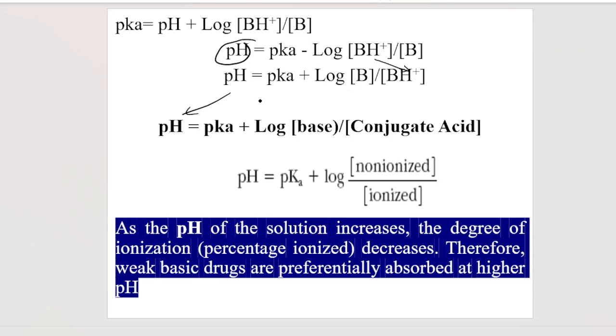Okay, so the pH is equal to pKa plus log of the base and the conjugate acid. So the base is the unionized form, and the conjugate acid, that is BH plus, is the ionized form, and pH is equal to pKa plus log of unionized divided by ionized form. The only difference from the acidic equation is that for acid, the ionized form is in the numerator and the unionized in the denominator, but for the base, the unionized or non-ionized form is in the numerator and ionized in the denominator. This is the difference, otherwise things are the same.